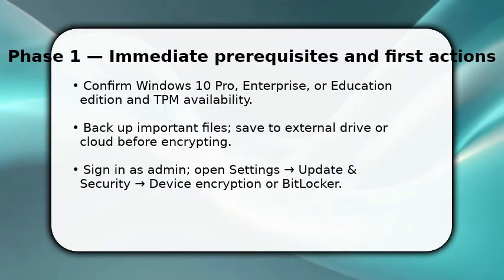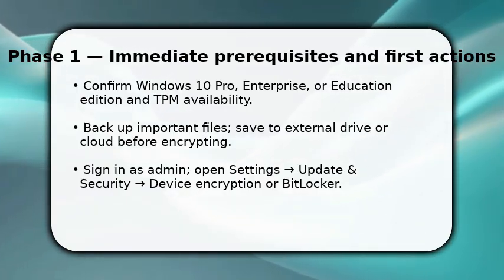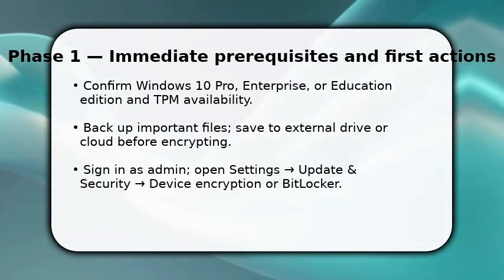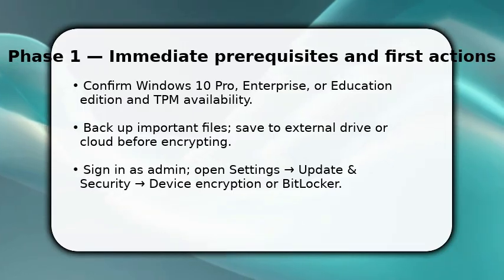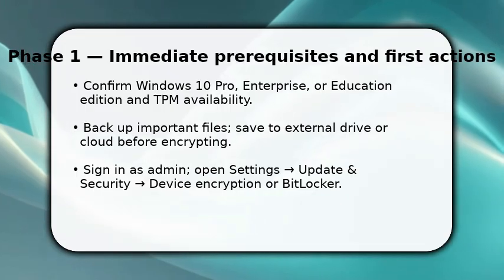You begin with 2 checks, Edition and TPM. BitLocker requires Windows 10 Pro/Enterprise/Education or a USB key. Once confirmed, make a quick backup of essential files to an external drive or cloud. This prevents data loss if activation fails.